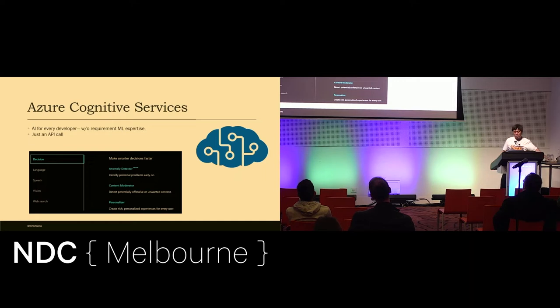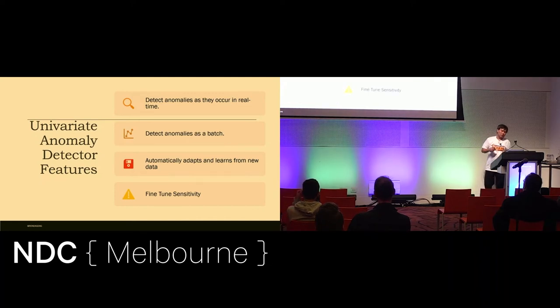Of course, the easiest way is using Azure Cognitive Services. Azure Cognitive Services allows a developer that does not have any machine learning expertise, and for us JavaScript developers, it's just easy enough to call an API. One of the services that they have there is called Anomaly Detector, and that's what we're going to be talking about today. Anomaly Detector detects anomalies in real time. You can also do it as a batch. It automatically adapts and learns from new data. There's no need for training data on this. It just looks at the history and then identifies that. And you can also fine tune for sensitivity.